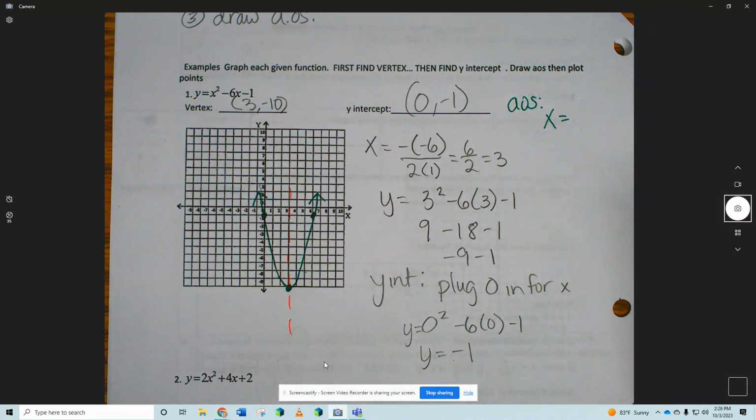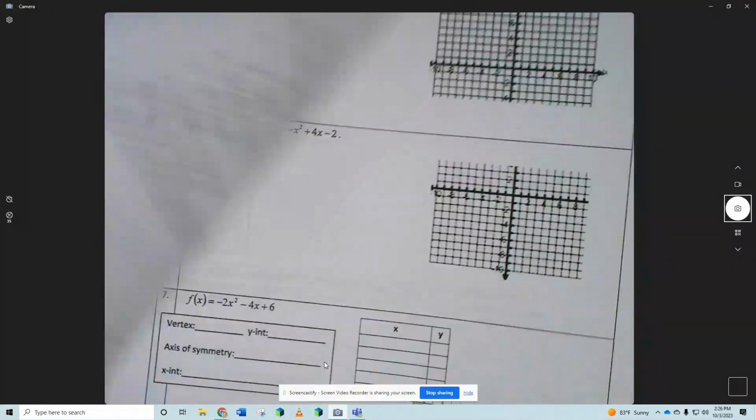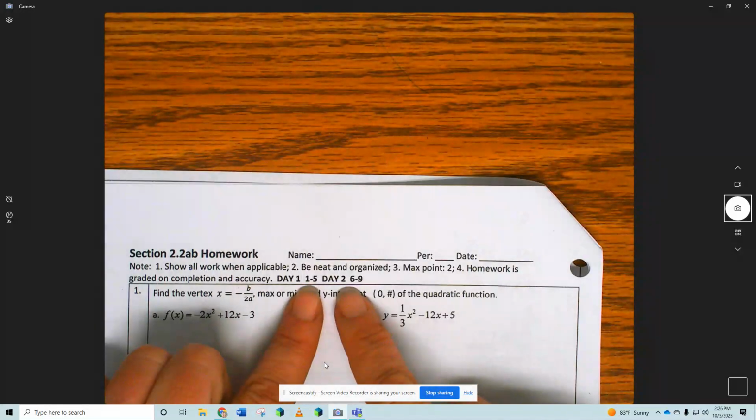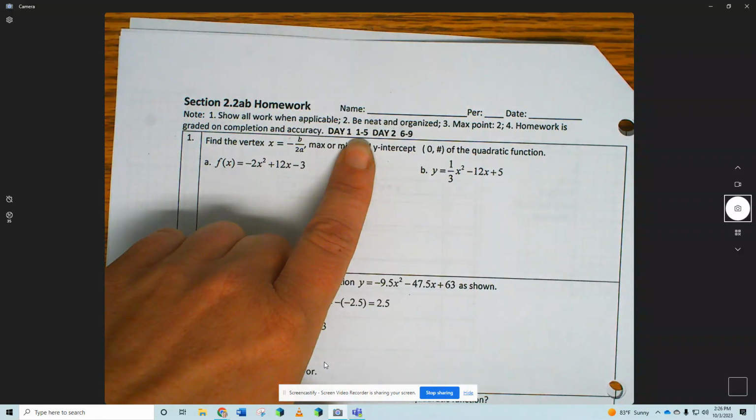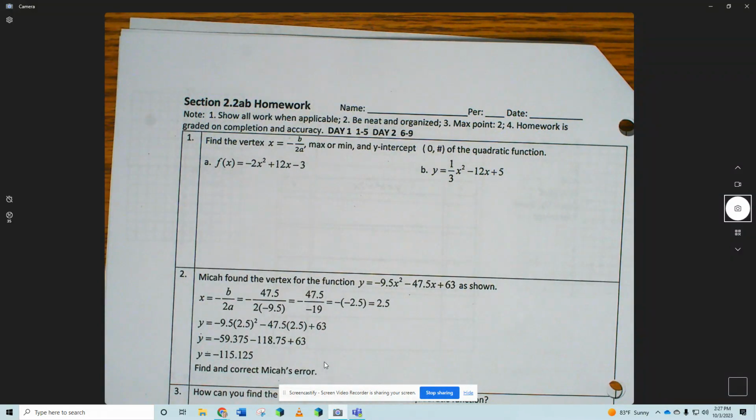Okay? I'm not able to do number 2 because of time, but your homework is here in the back, and it's 1 through 5. See how it's right here? Day 1, 1 through 5. Day 2, 6 through 9. So you are doing 1 through 5 tonight.